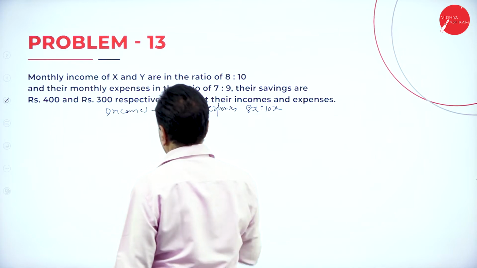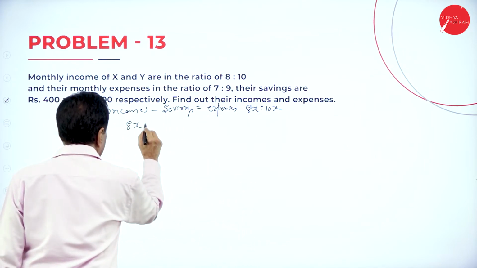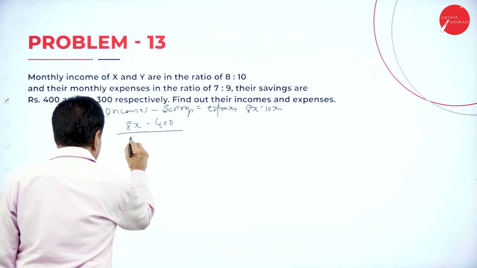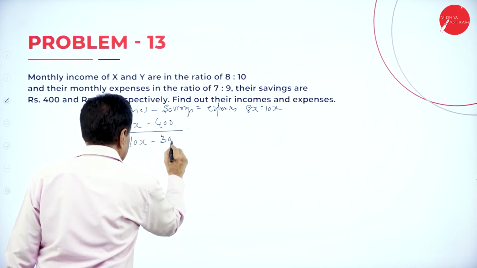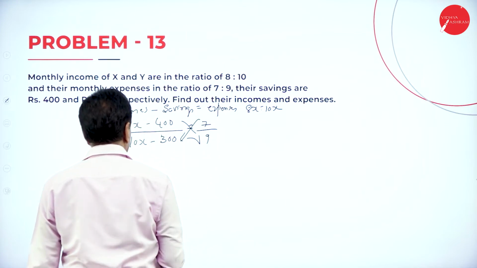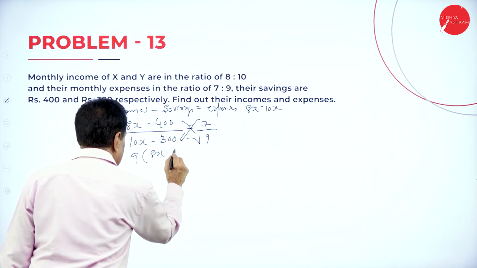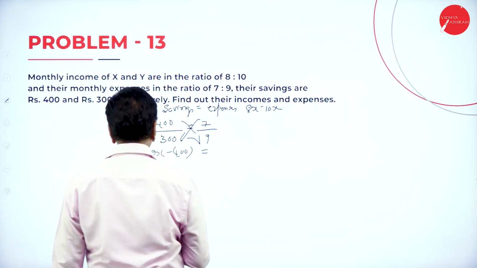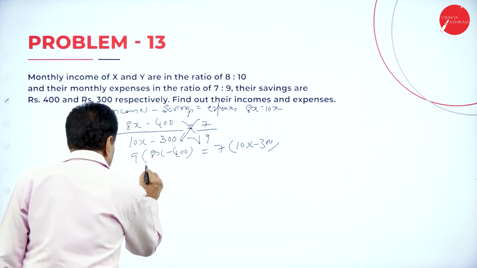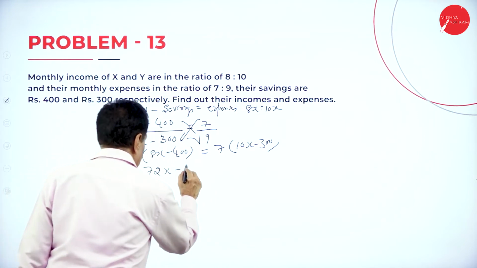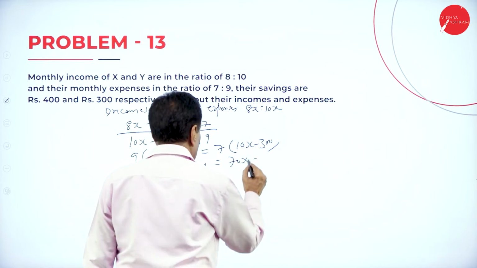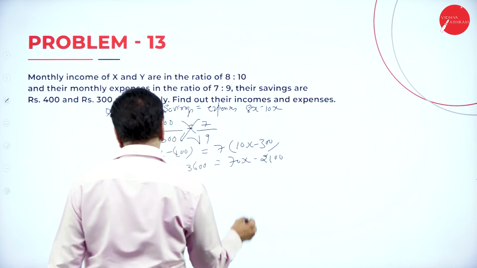Right. And their savings are given, so (8x minus 400) divided by (10x minus 300) are in the ratio of 7:9, 7 by 9. By cross multiplying, 9 into (8x minus 400) is equal to 7 into (10x minus 300). That is 72x minus 3,600 is equal to 70x minus 2,100.